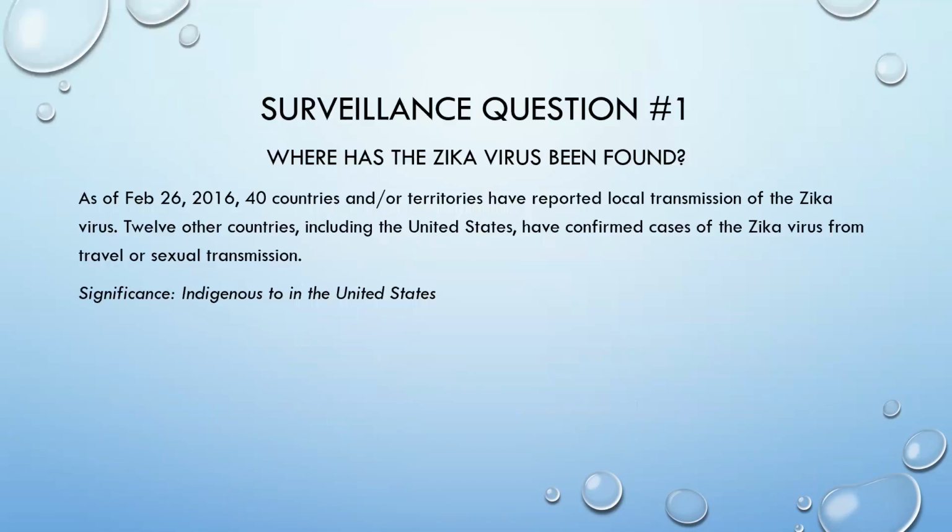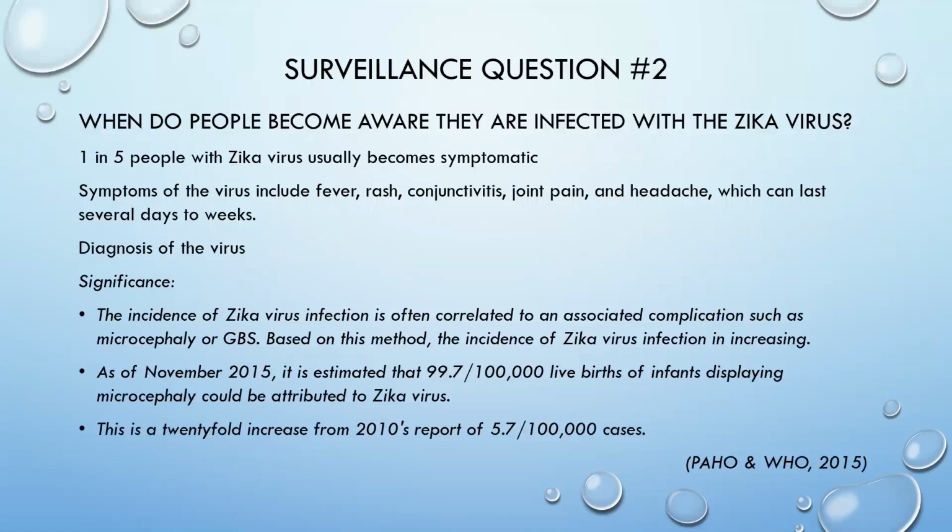Surveillance question number 1. Where has the Zika virus been found? As of February 26, 2016, 40 countries and/or territories have reported local transmission of the Zika virus. 12 other countries, including the United States, have confirmed cases of the Zika virus from travel or sexual transmission. The significance of this is that the Aedes aegypti has spread most Zika cases, but this mosquito is also common or indigenous to the United States in such states as Florida, the Gulf Coast states, and in Hawaii, although it has been found as far north as Washington, D.C. in hot weather.